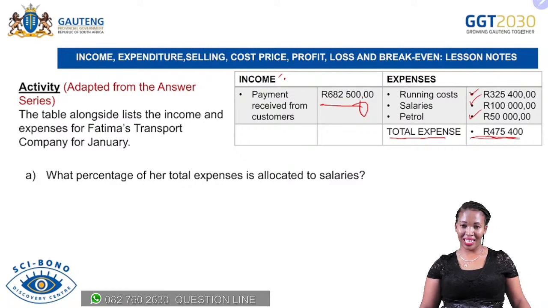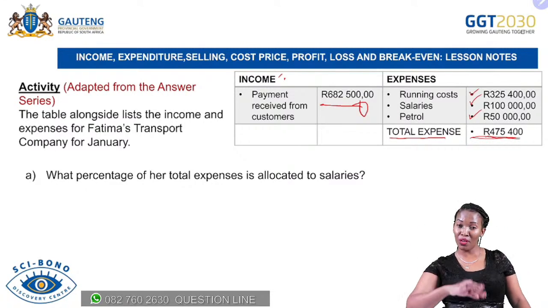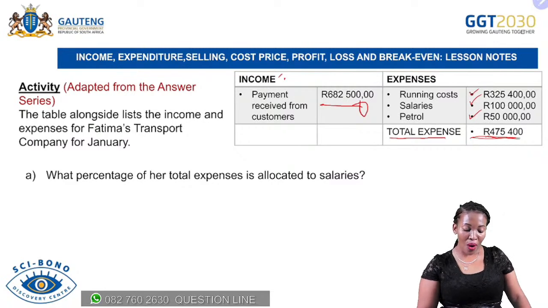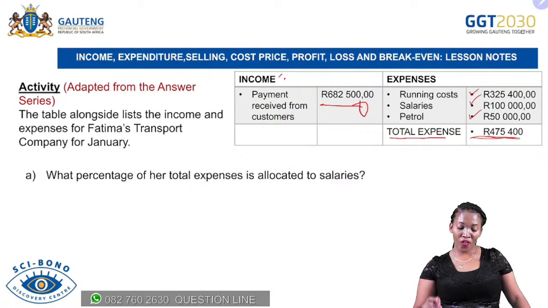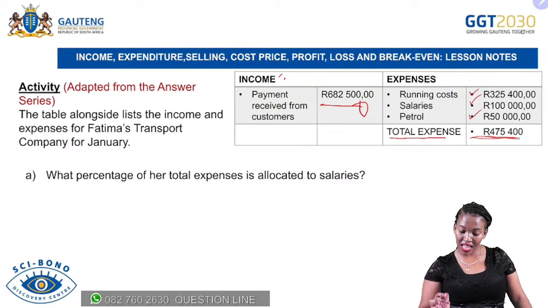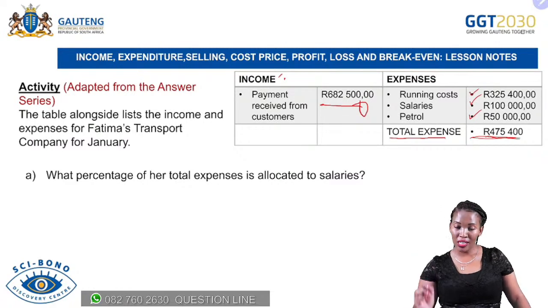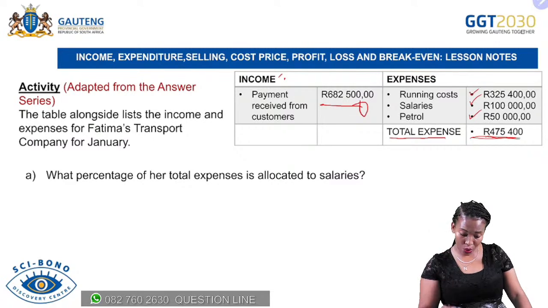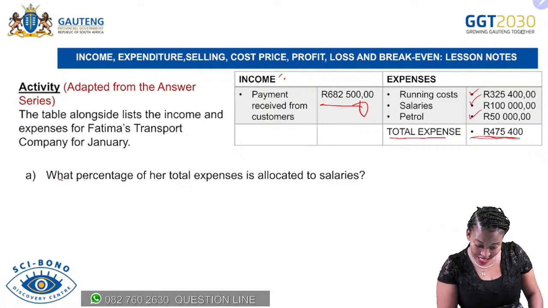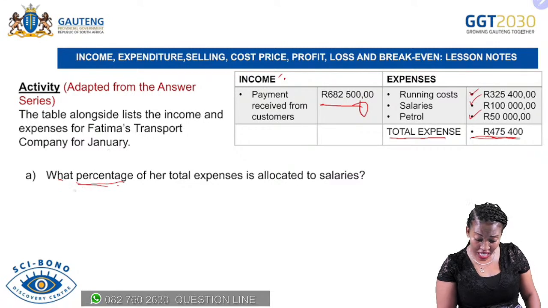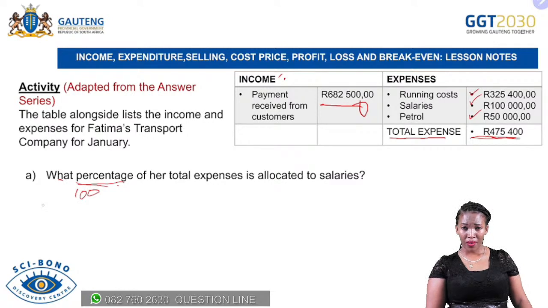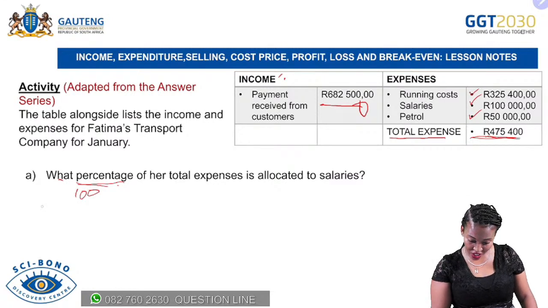475,400. That is the difference between the previous table and this current table. So what percentage of her total expenses is allocated to salaries? When you see this question, guys, when they say what percentage, you must know that when they talk about a percentage, it means something must be out of a 100. But what must be out of 100?